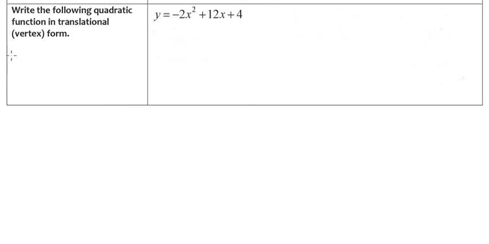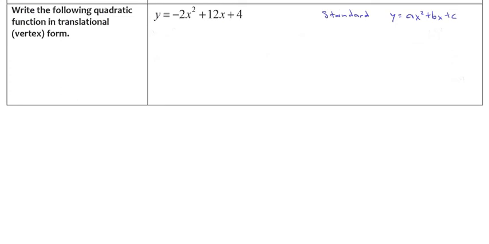All right, here we go. We are on the 1-7 notes, the last box on the third page. It says to write the following quadratic function in transitional or vertex form. And as it is written right now, it's in standard form. Standard form is y equals ax squared plus bx plus c.